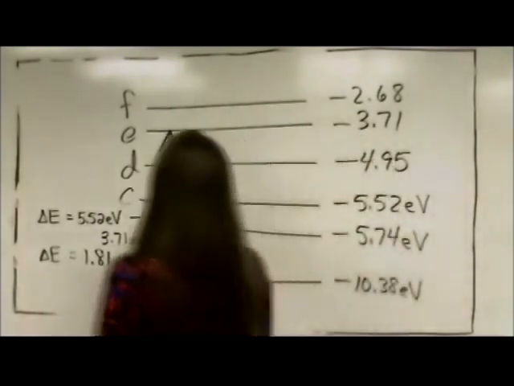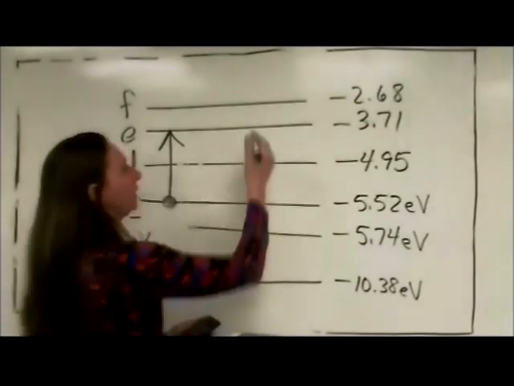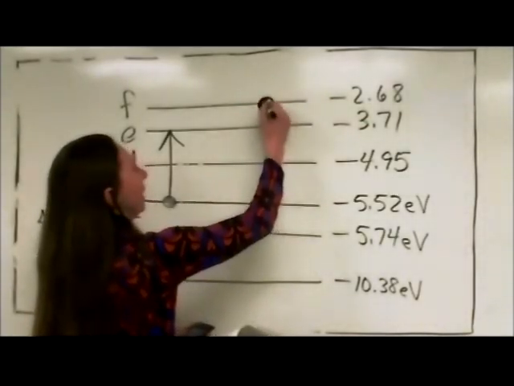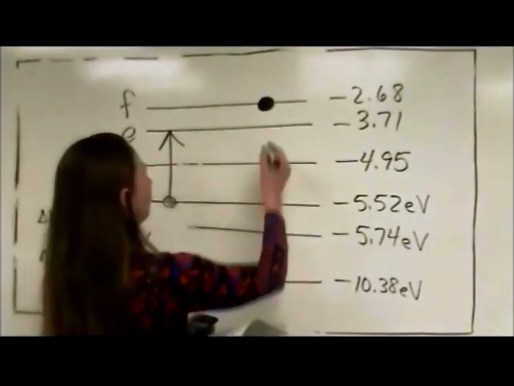Now, what if, on the other hand, there were an electron that was excited? Let's say he was excited and he was sitting up here at F, and let's say he falls back from F to B.